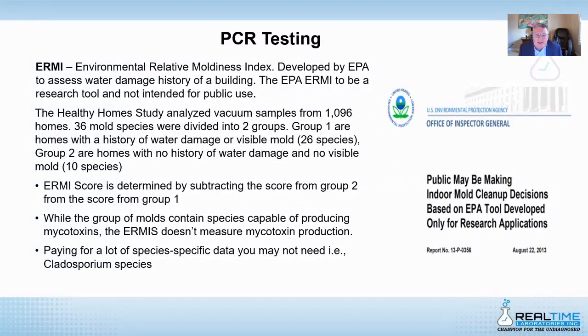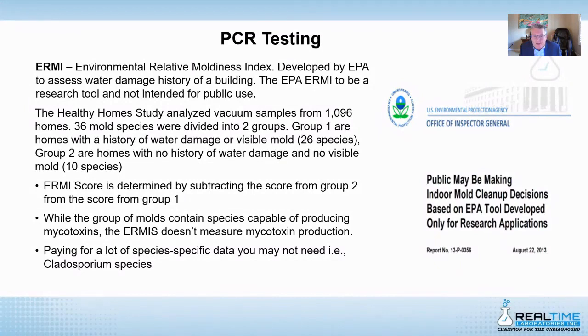The ERMI. So I'm sure we're all well familiar with it. It was a healthy home study that was done, on an average of really 1,096 homes. It contains 36 mold species divided into 2 groups. Group 1 was a group of homes that had a history of water damage or visible mold. That's 26 species in there. And then group 2 was a group of homes with no history of water damage or no visible mold. There's 10 species there.